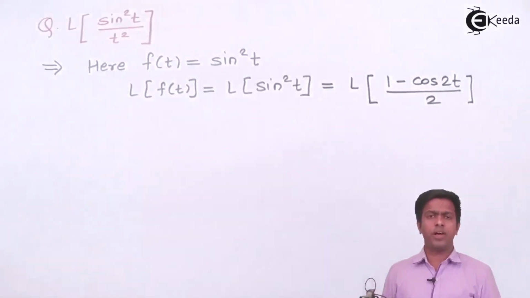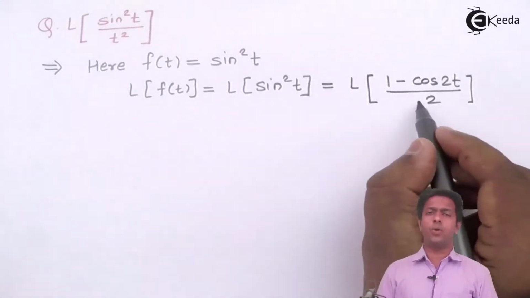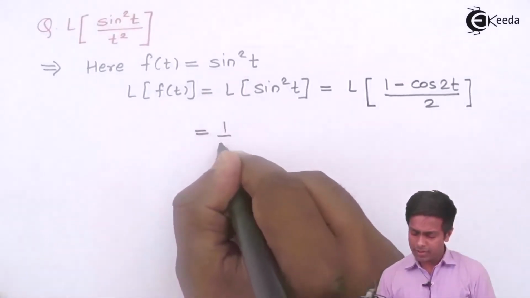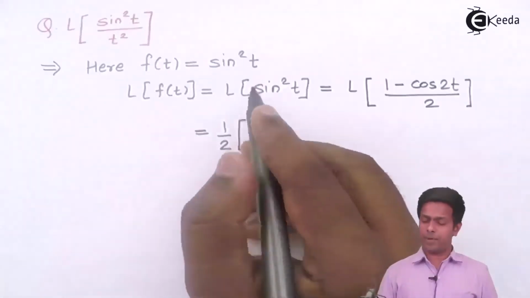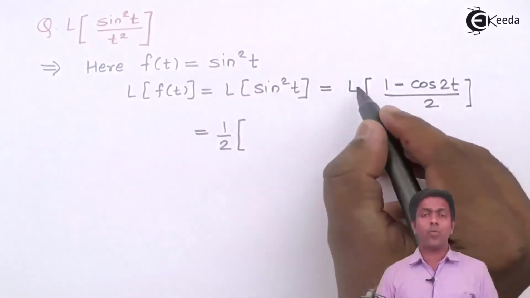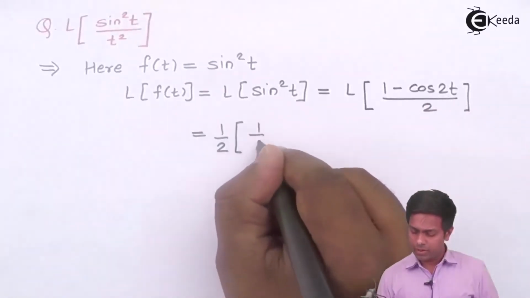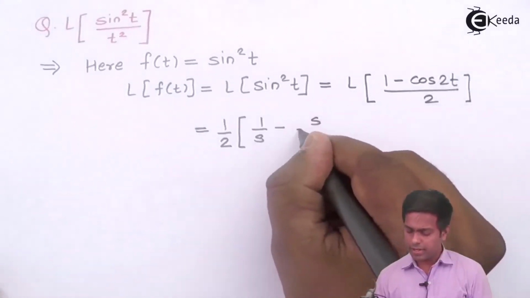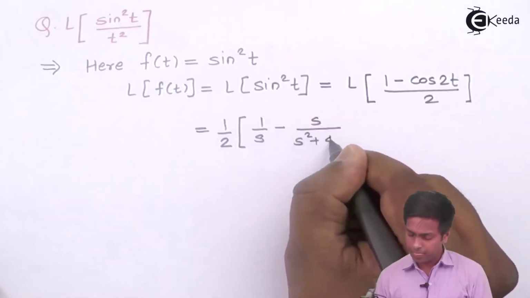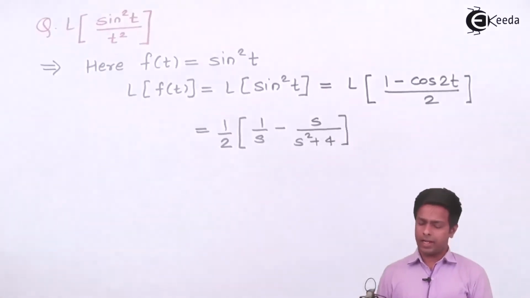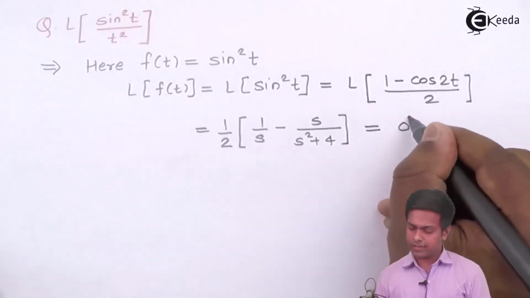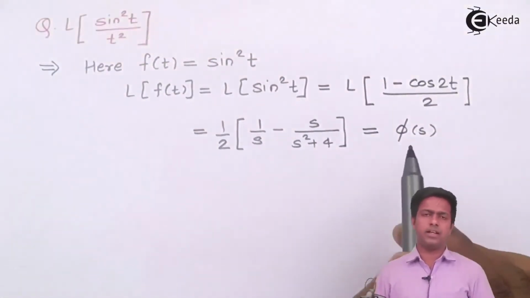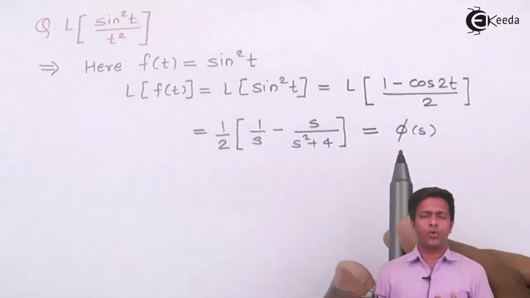Now let's use this formula. Here 2 in the denominator is a constant. I'll take it outside, so 1 upon 2 outside. In the bracket we will find Laplace of these two terms separately. So Laplace of 1 is 1 upon s, minus Laplace of cos of 2t, which is s upon s square plus 4. And guys, I'll call this phi of s. So here we got the value of phi of s. Now let's use this phi of s in the division by t property to get the answer.